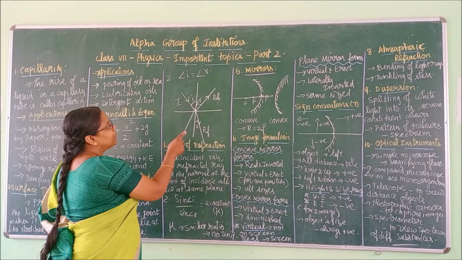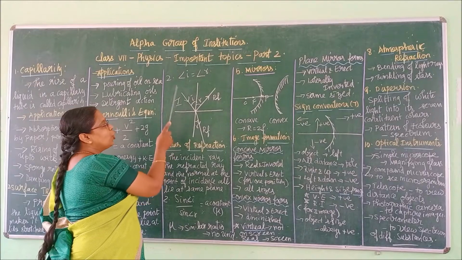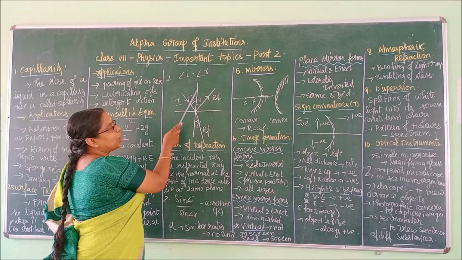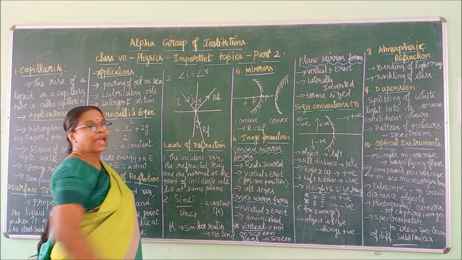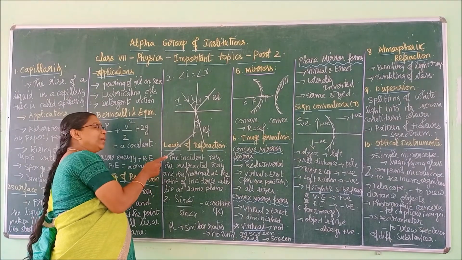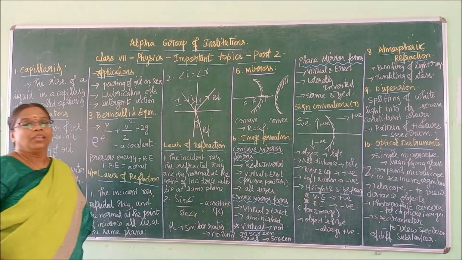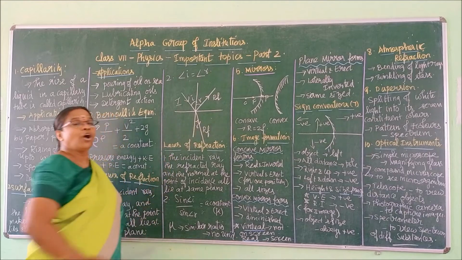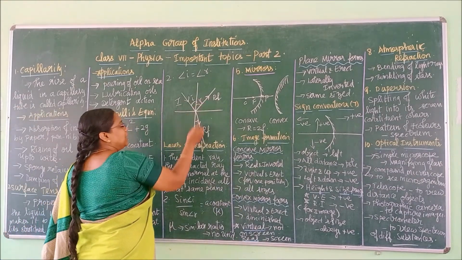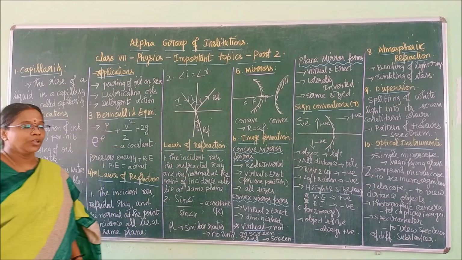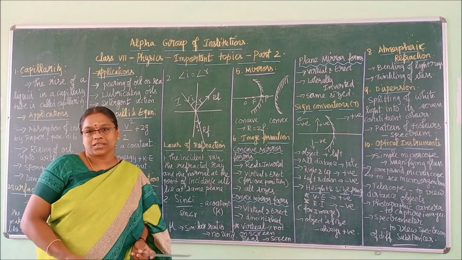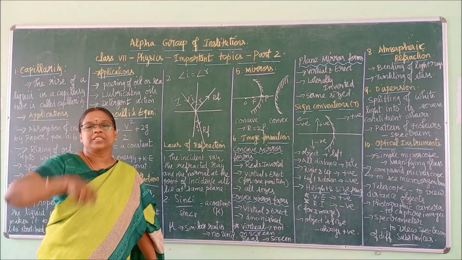And the angle between the incident ray and the normal is called the angle of incidence. The angle between the normal and the reflected ray is called the angle of reflection. And the angle between the normal and the refracted ray is called the angle of refraction. Let us take this to be R1 and this to be R2. So a diagram can be given and the parts can be asked, as we did in the previous test.